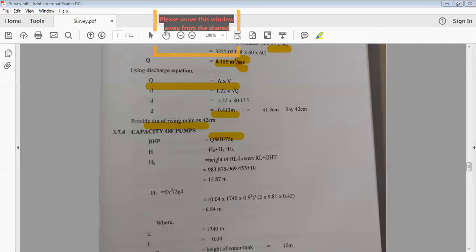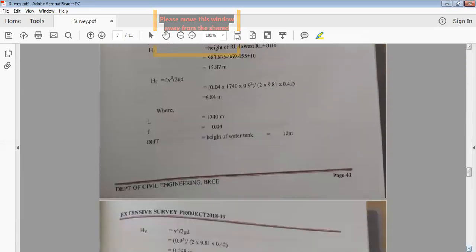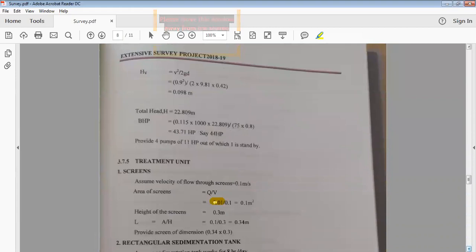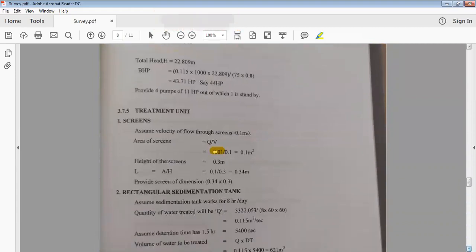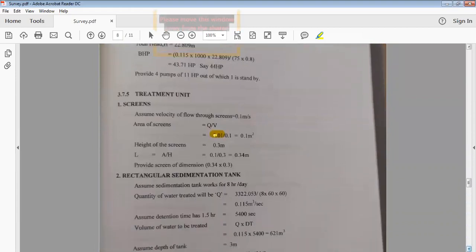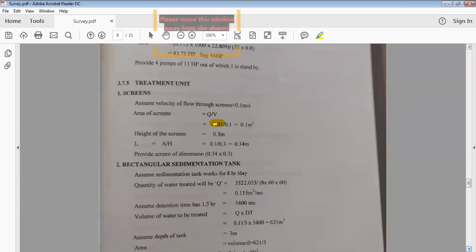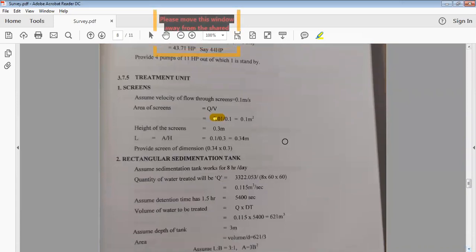So once we calculate, next we study each unit of the flow chart that we have studied now. We start from the screens. It may be a fine screen or a coarse screen. We just design its dimensions. What is its length?